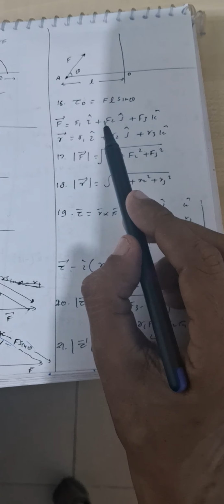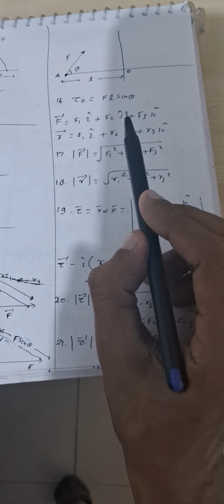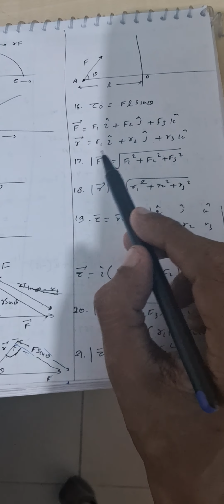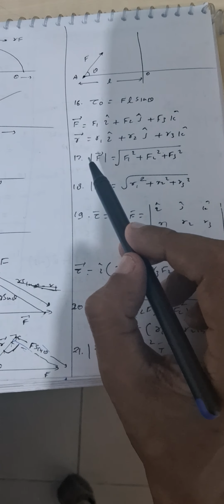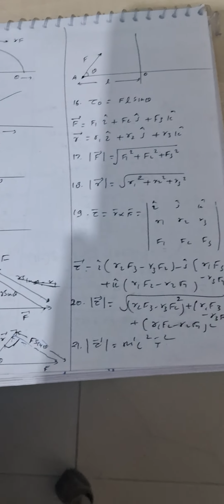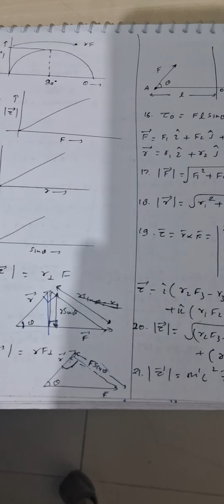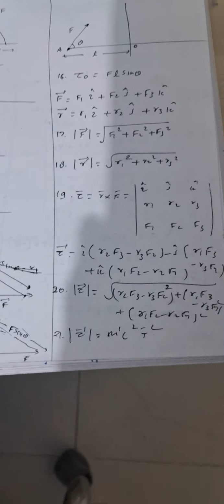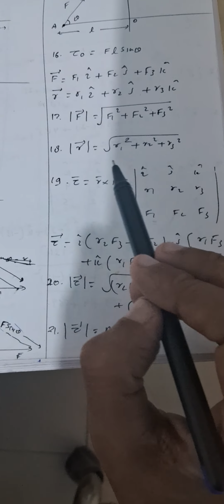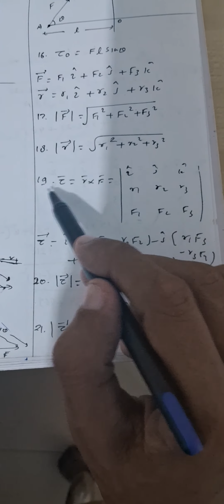In another question, force is given in vector form, it is F1 i, F2 j, F3 k. The position vector is also given in ijk form, R1 i, R2 j, R3 k. And we have to find the magnitude of force, so it is the square root of F1 square plus F2 square plus F3 square. And in the next question, we have to find the magnitude of vector R, it is the root of R1 square plus R2 square plus R3 square. In the next question, we need to find torque.